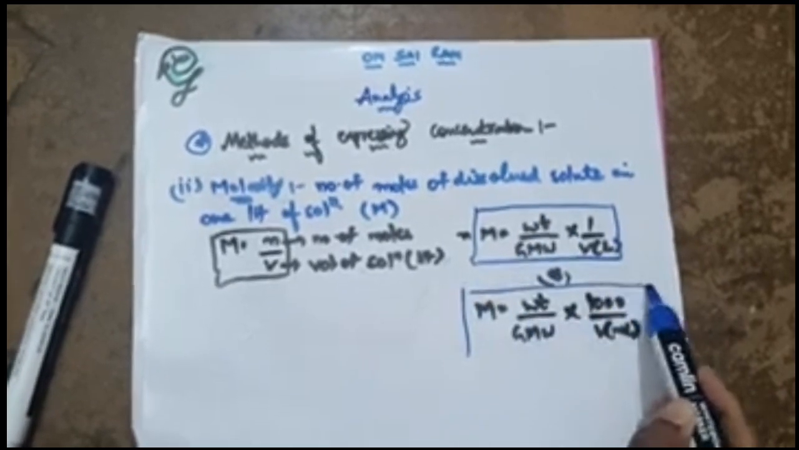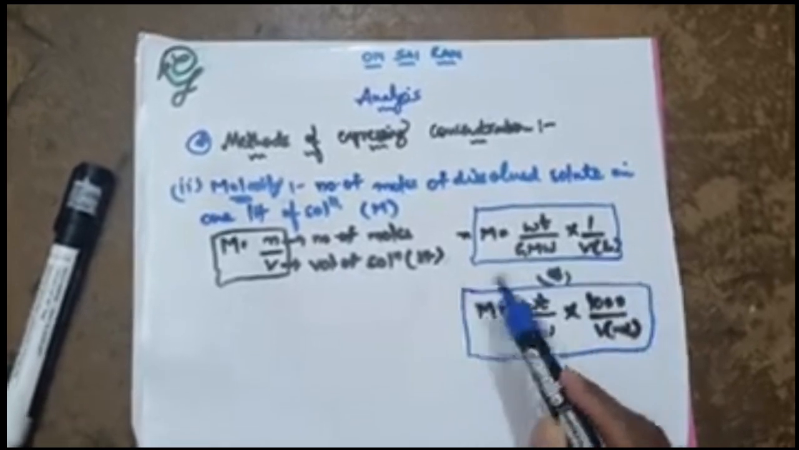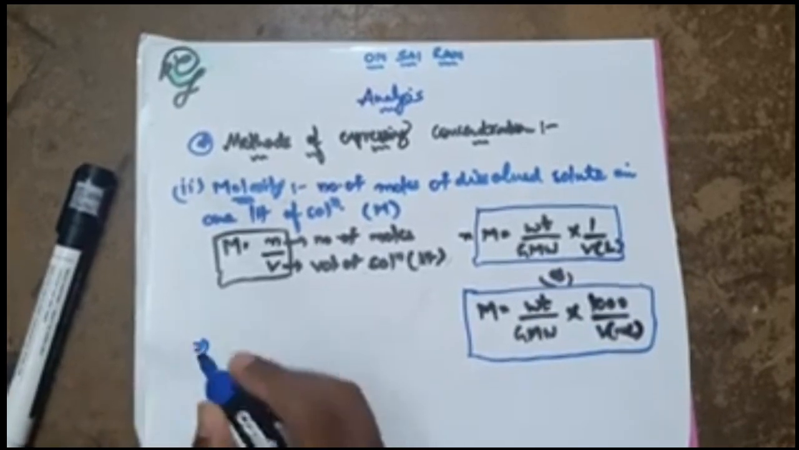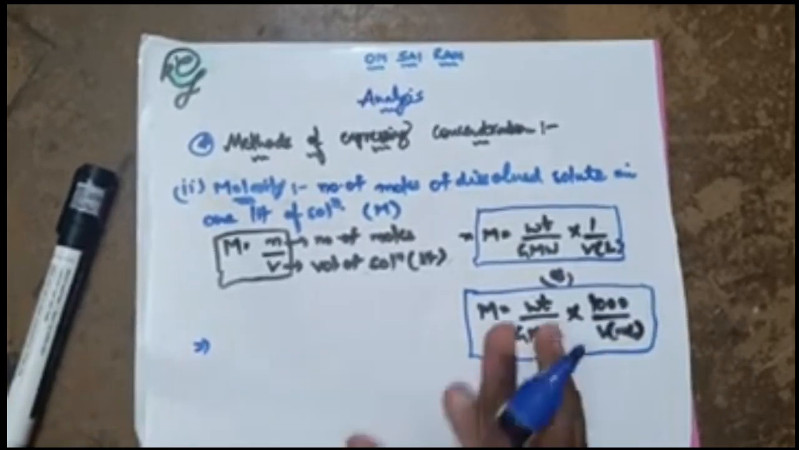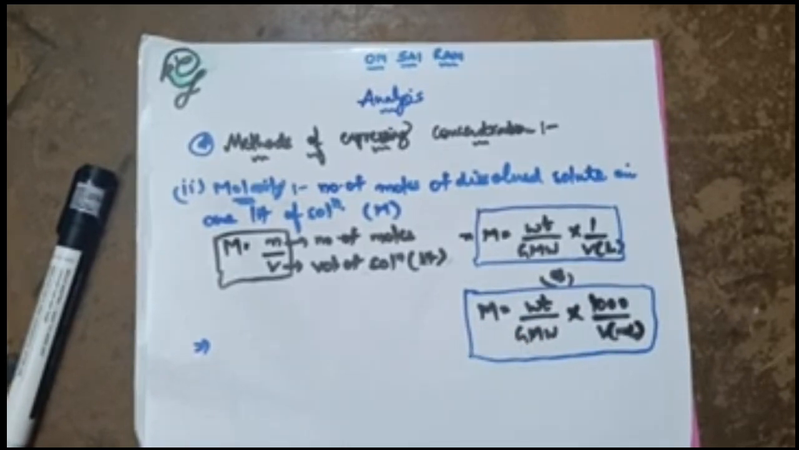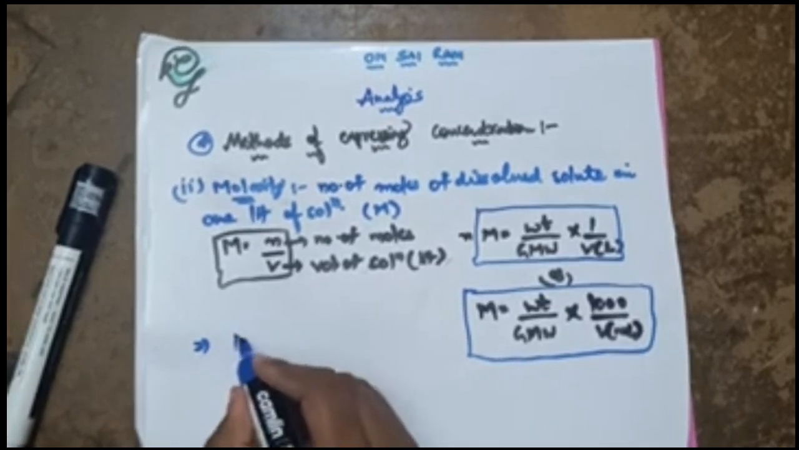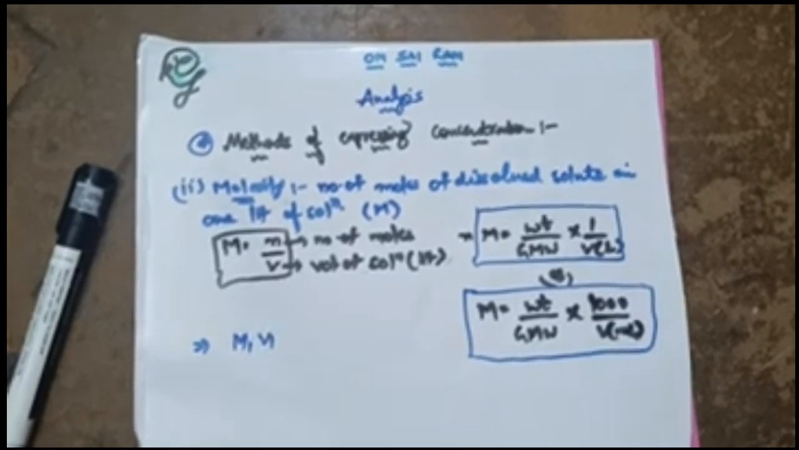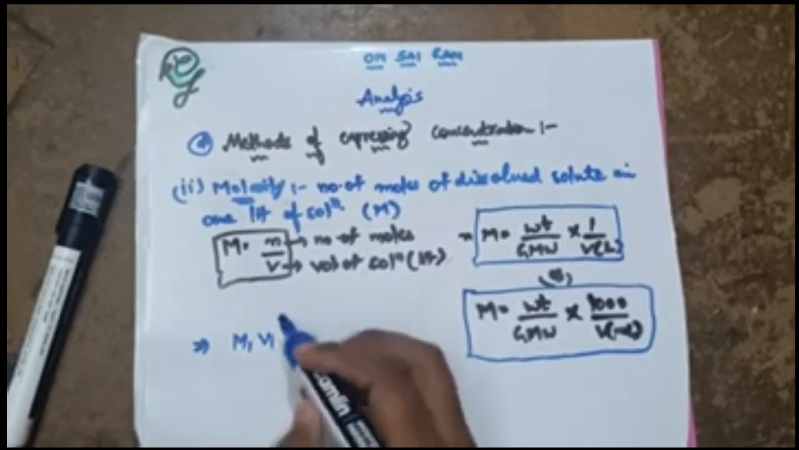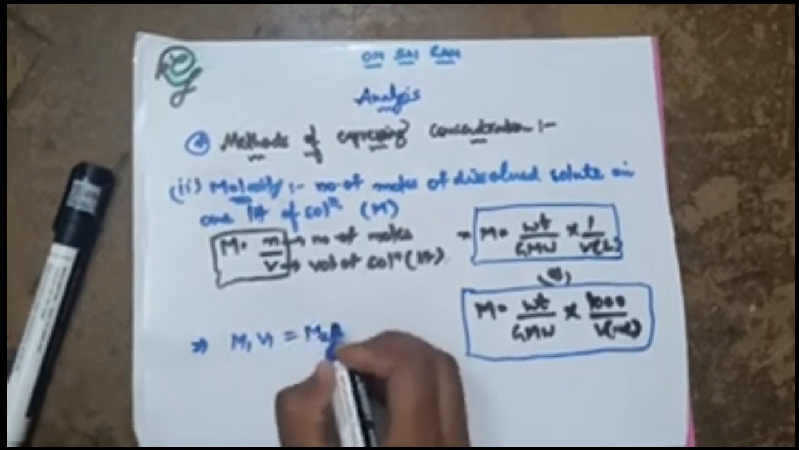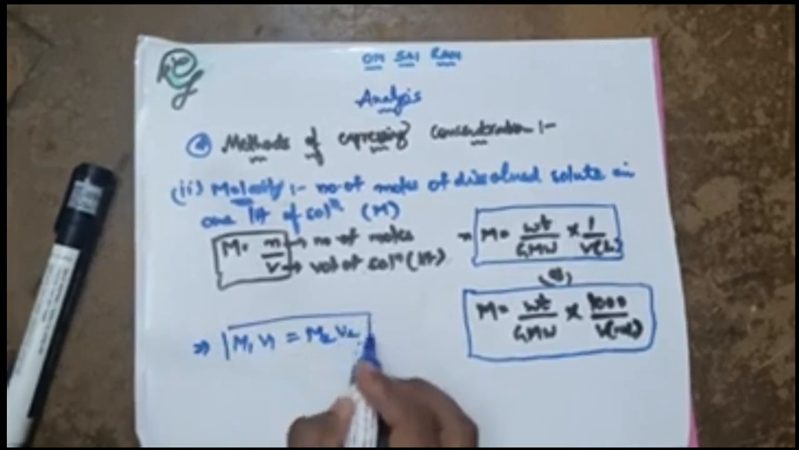Okay, so just make a note of it. There is also another formula where, if you know two molarities and only one volume, and you want to get the other volume at a particular concentration, you can use the formula. For the same substance, the number of moles remains constant. Therefore, if you cross multiply, M1 V1 is equal to M2 V2.